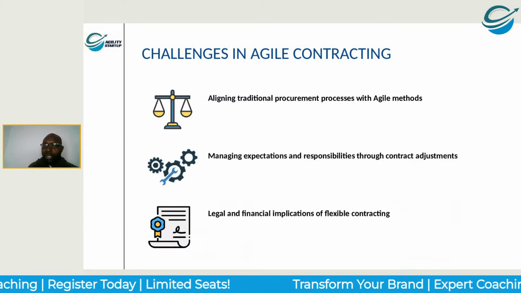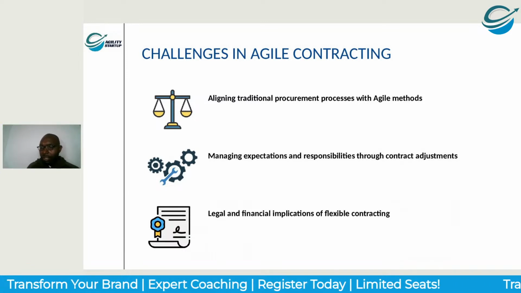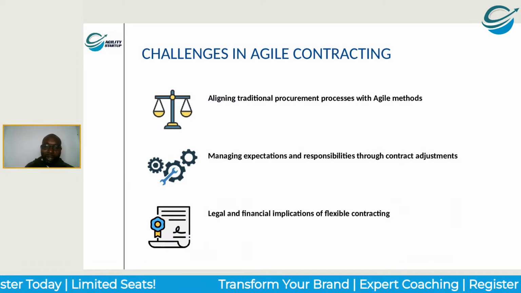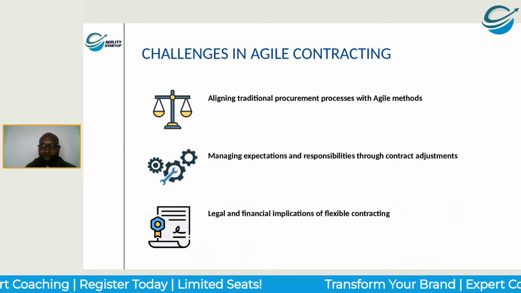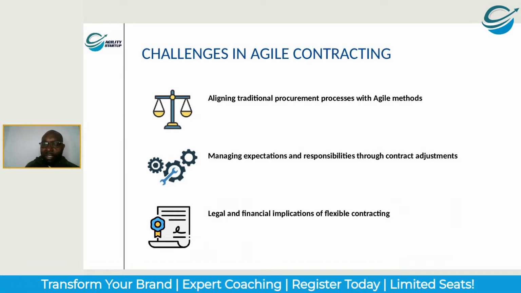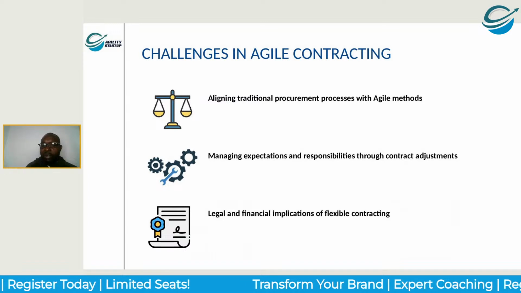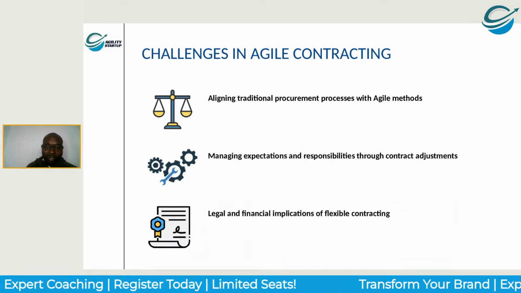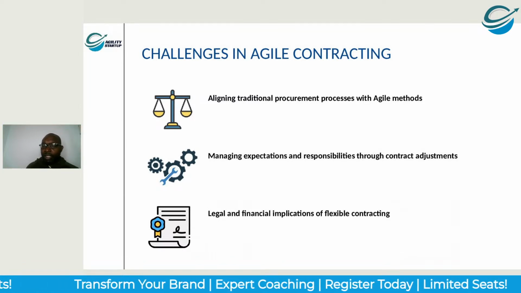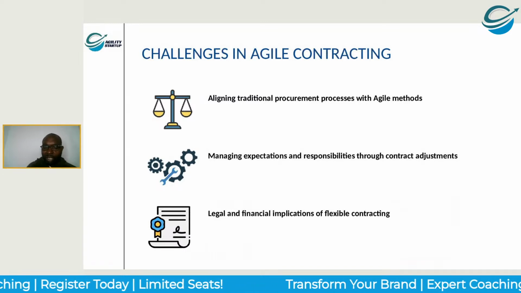Aligning traditional procurement processes with agile methods is one that is key. That is a common challenging problem, because it arises in every environment where agile is being applied. It's always a question of dealing with the traditional methods alongside agile methodology, and the challenges that come with that. Then there is managing expectations and responsibilities through contract adjustments, and the legal and financial implications of flexible contracting. So these are some of the key challenges that are dealt with when we speak of agile contracting.